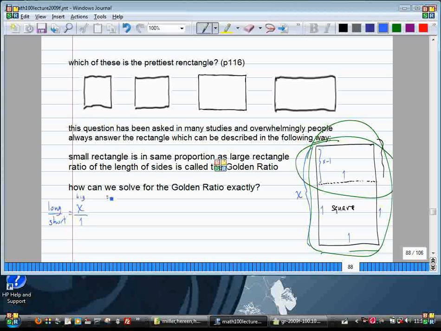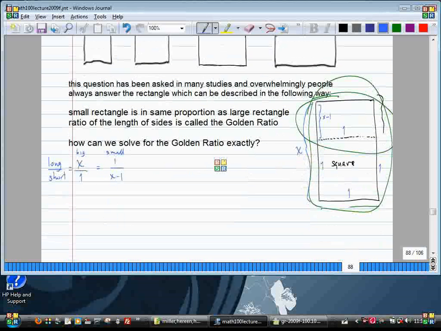And now we're going to write the same thing for the small rectangle. On the small rectangle, what's the length of the long side? It's 1. What's the length of the short side? It's x minus 1. So, in the way that I've set this up, these rectangles are in proportion, so these proportions are equal. These fractions are equal. And now we can just solve this. So how do we solve this? The first thing you do is, I don't like fractions, so I'm going to get rid of the fractions. So you cross multiply, and you get x times x minus 1 equals 1.